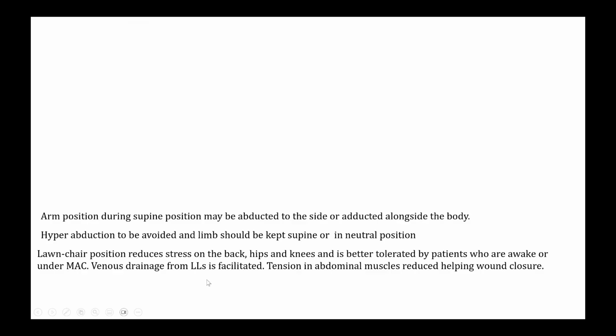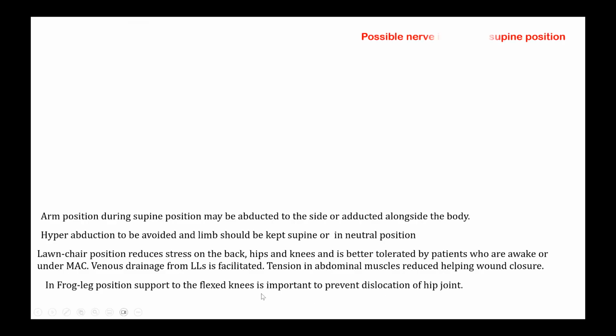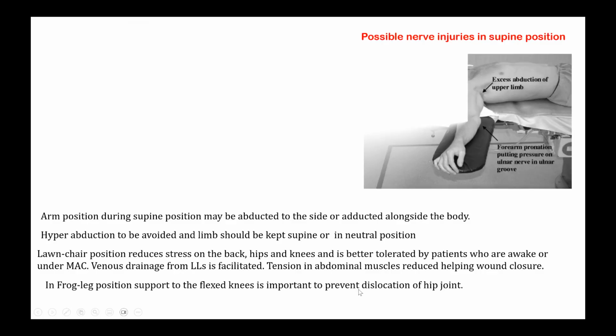Venous drainage from the lower limb is facilitated by the lawn chair position, where you elevate the lower limbs. Tension in the abdominal muscles reduces, helping wound closure. That is, if you are doing a secondary suturing of a burst wound, flexing the leg at the hip and knee will definitely release the tension on the abdomen and help in the suture.